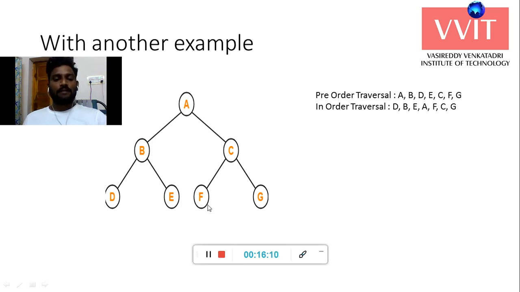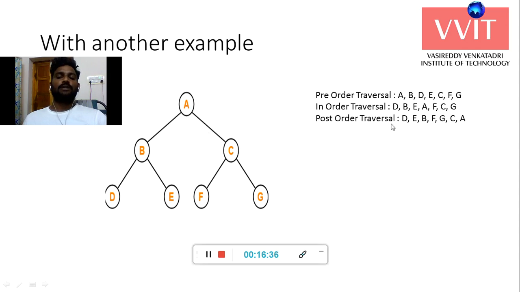Once the left subtree part is completed, then move to the right subtree. In that right subtree, again the root node is C, the left child is F, and the right child is G. In post order fashion, first visit left, then right, then the root node. In that case, first visit the F, then visit the G. Once left and right are completed, then visit the root node, that means C. Once left is completed and right is completed, finally visit the root node A.